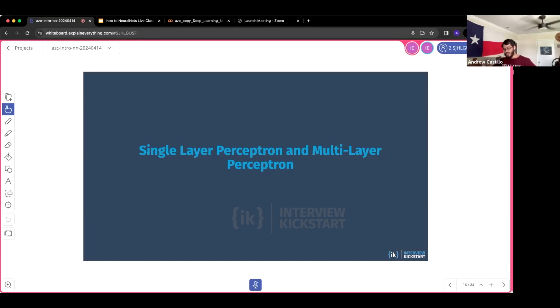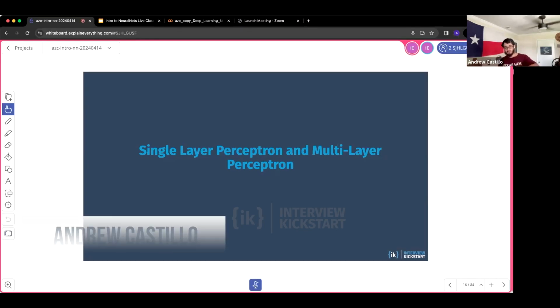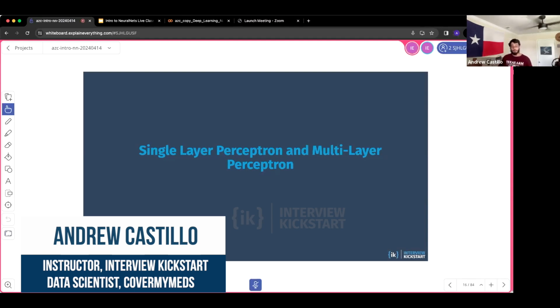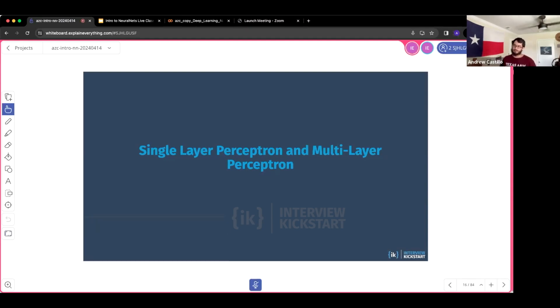Well, let's dive into the single layer perceptron. We're going to talk about some nuances here and do some math. We'll go to the whiteboard, and I'm going to show you how to think about a multi-layer perceptron from scratch, mathematically. After that, we'll probably take a little bit of a break before we move on to the next portion.